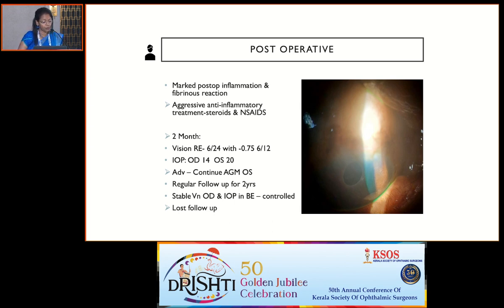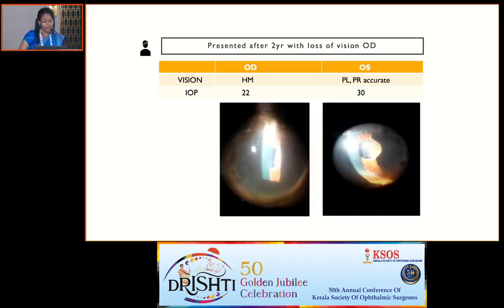And the patient was on regular follow-up for about 2 years. Until that time, the IOP was controlled, and after that, we lost the patient to follow-up. 2 years later, the patient presented with loss of vision in the right eye. Vision had dropped to hand movements and the IOP was 22.